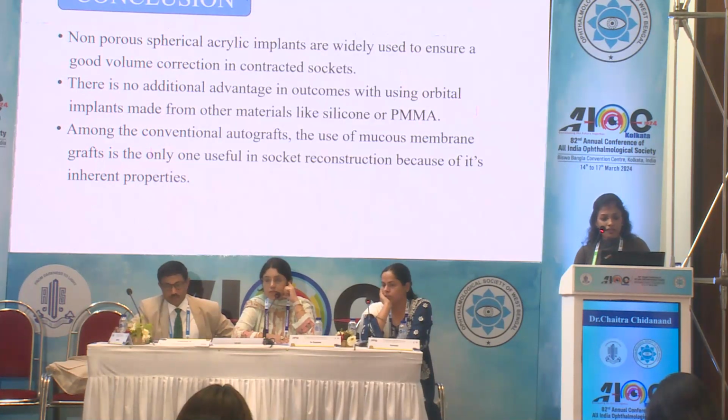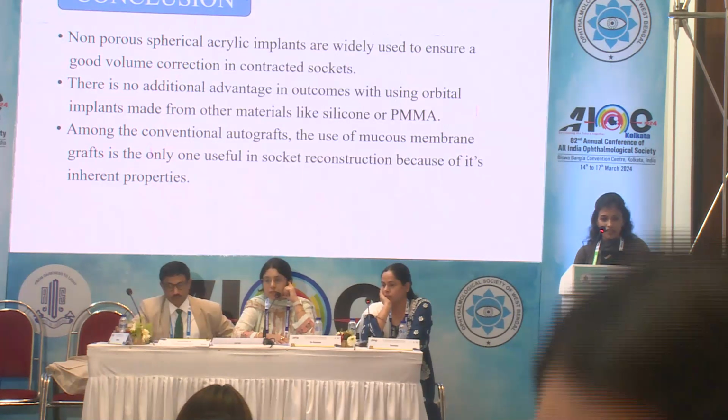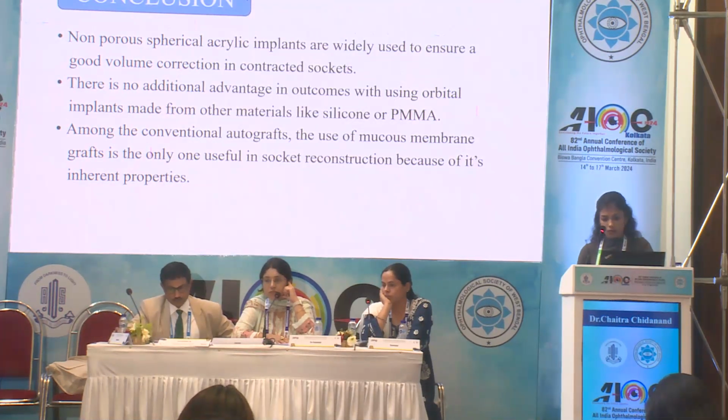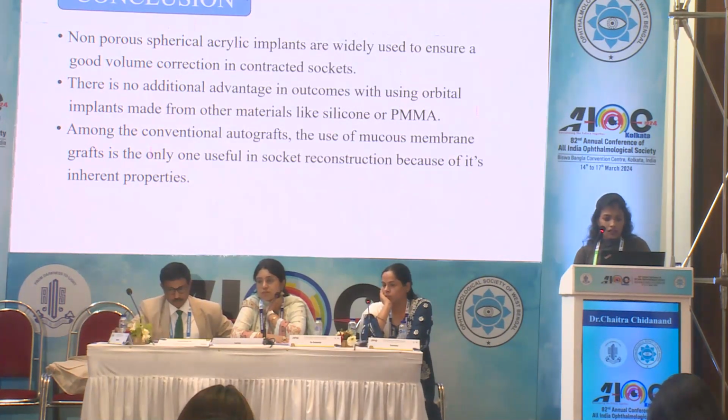So we can say that an ideal socket reconstruction will require both surface and volume augmentation for a well-fitting prosthesis. Non-porous spherical acrylic implants are widely used to ensure a good volume correction in contracted sockets. There's no additional advantage in outcomes with using orbital implants made from other materials like silicone or hydroxyapatite or Medpor. Among the conventional autografts, the use of mucous membrane grafts is the only one useful in socket reconstruction because of its inherent properties. Thank you.